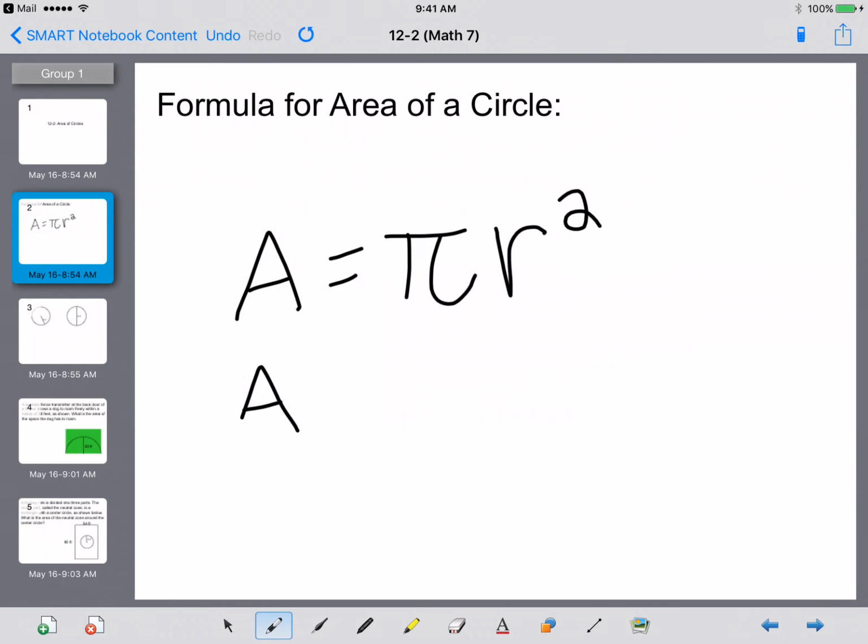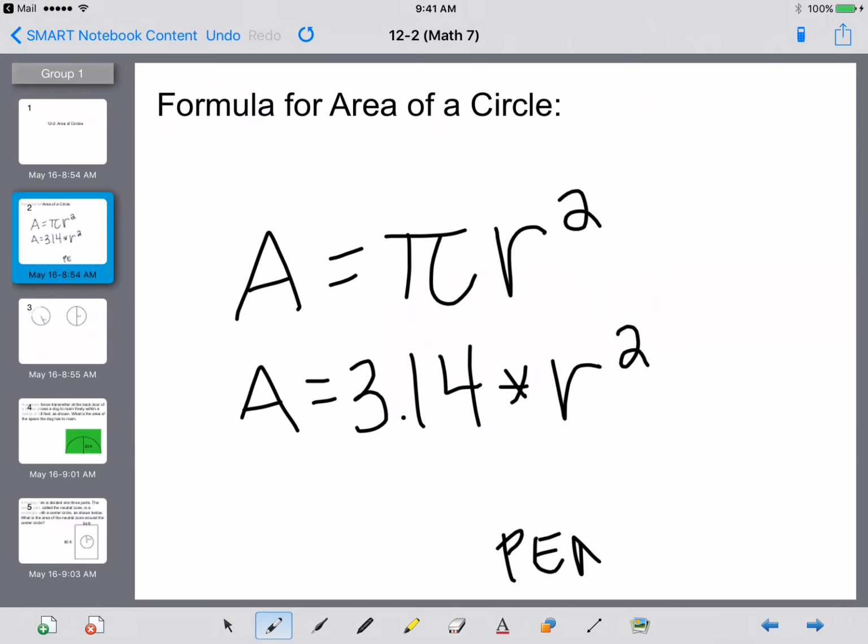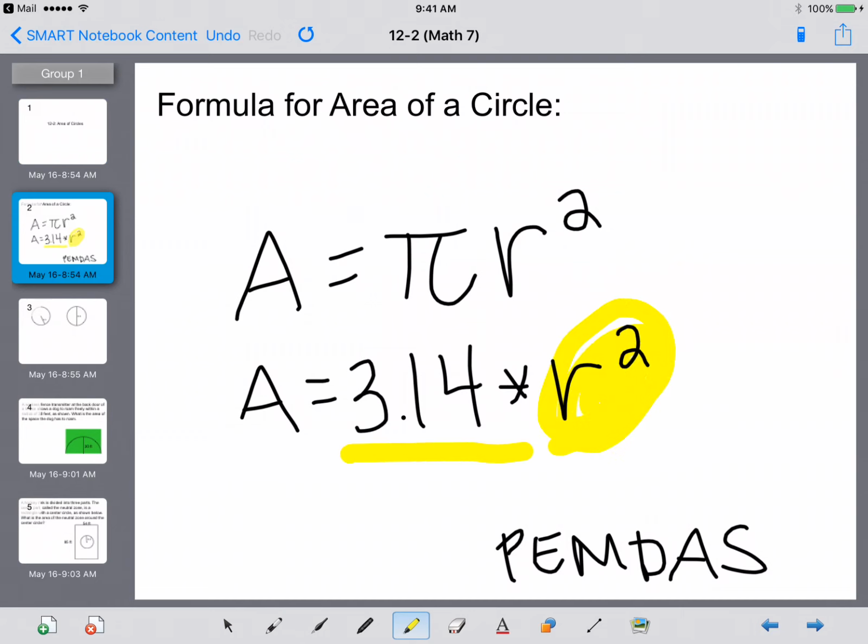So remember, it's area equals pi, which we let stand for 3.14, times our radius squared. And a fresh reminder about our friend here, PEMDAS. That means we are going to have to do this before we multiply that on because of our exponent here. So don't forget that one.